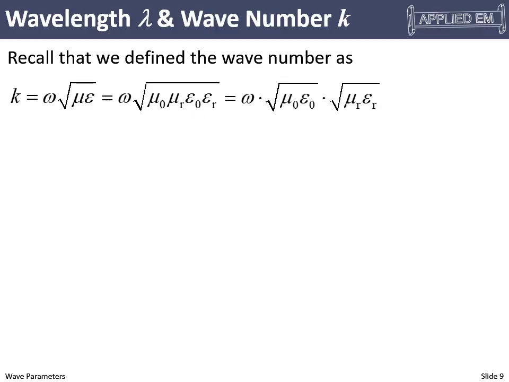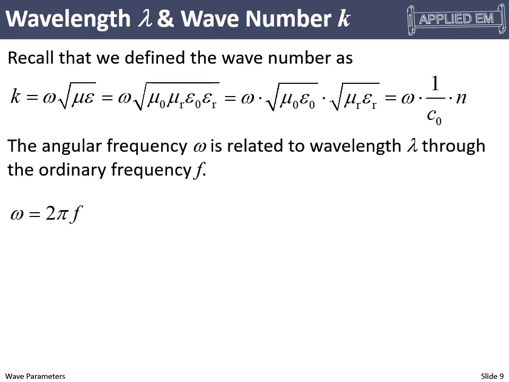We can recognize that this is 1 divided by the speed of light, and we can recognize that that is a refractive index. So our wave number is the angular frequency divided by the speed of light times refractive index. That's one very useful definition. Let's dig deeper. The angular frequency is related to the ordinary frequency through omega equals 2 pi f.